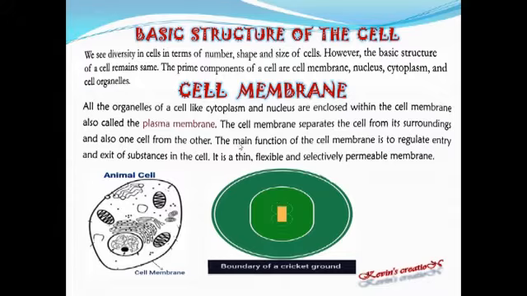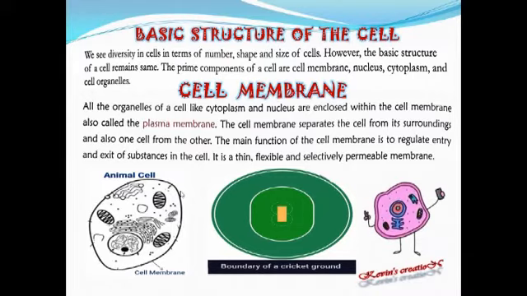Okay, the main function of the cell membrane is to regulate entry and exit of substances, and it is selectively permeable membrane. Now why we call it selectively permeable membrane? Because this cell membrane allows the entry of substances inside, and the substances also go out of the cell, but not all the substances, only the selected ones. That is why the name given to it is selectively permeable membrane. It is thin and flexible.